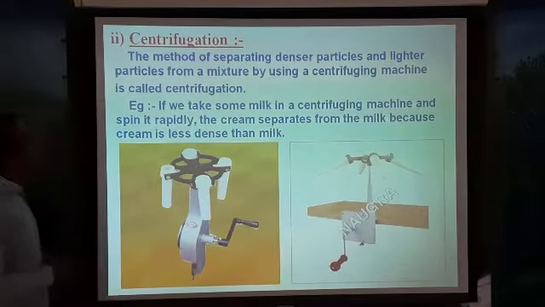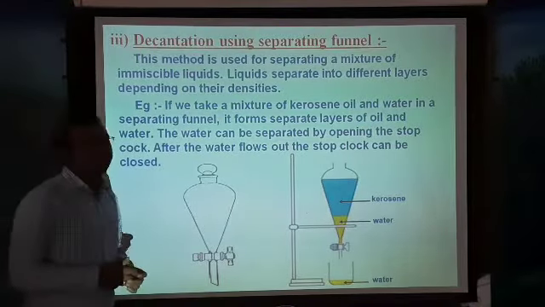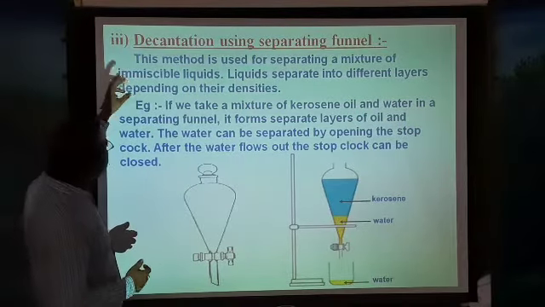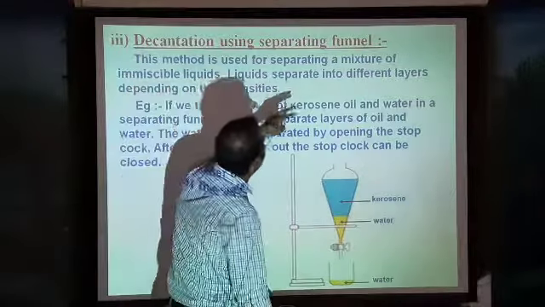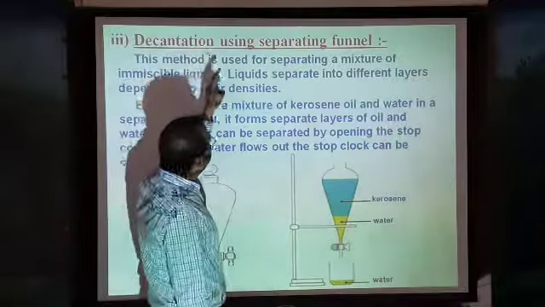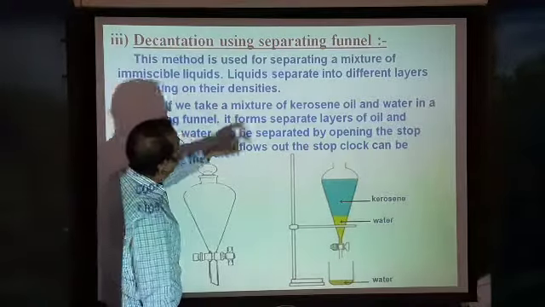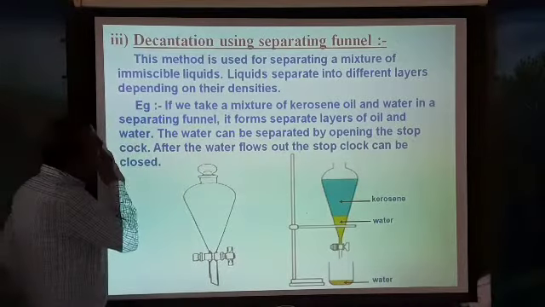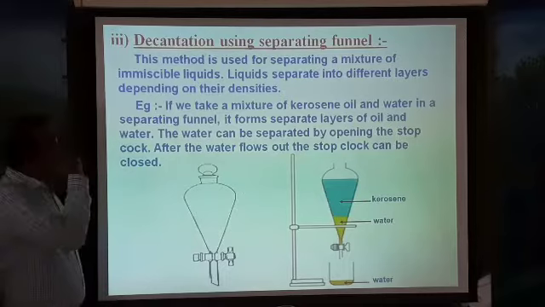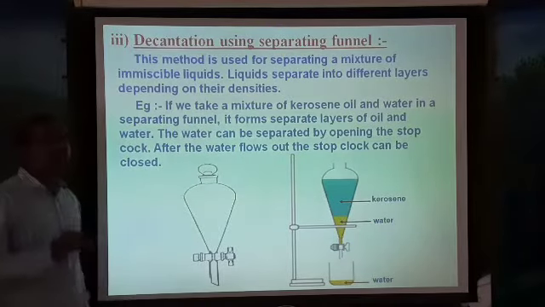The next method is decantation. Decantation is done using separating funnels. This method is used for separating a mixture of immiscible liquids, and the liquids separate into different layers depending on their densities. Here, immiscible means they are not mixing. So this method is used for separating a mixture of immiscible liquids.